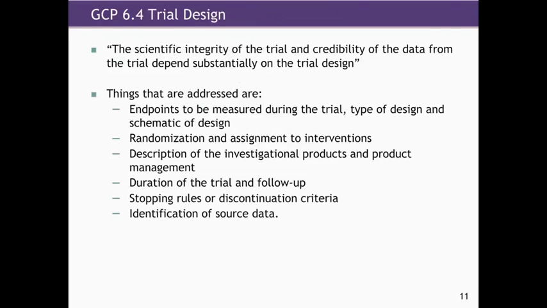So GCP 6.4 has a list of things that should be included in a protocol for a trial design, but the first statement in this section says the scientific integrity of the trial and the credibility of the data from the trial depend substantially on the trial design. So it is extremely important to get this right and to have it be comprehensive and inclusive. I'm going to use examples for the remaining portion of this lecture to talk about trial design.